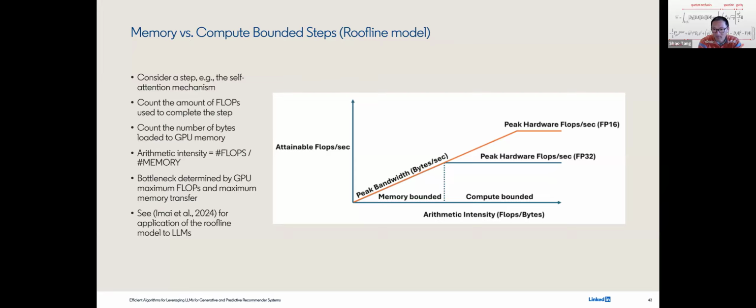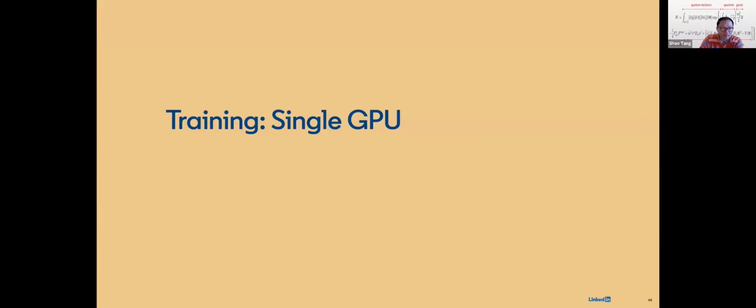which is bytes per second. And it's interesting to notice that usually the peak hardware flops per second differs by data type. That's why we often hear that when we switch to lower precision, we get higher hardware flops. Yeah. So on the next slide, let's start the understanding from the single GPU standpoint.